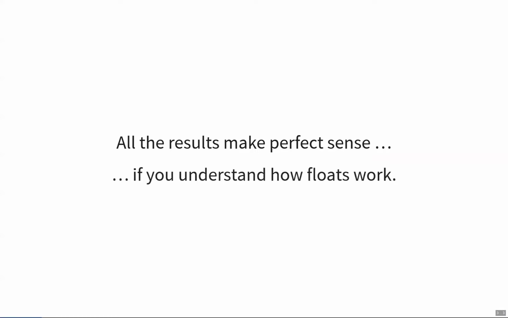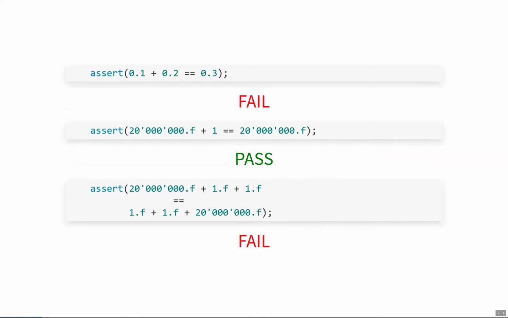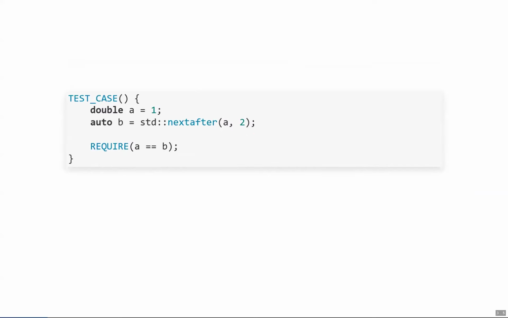So, the goal of this talk is that after we end, you all should understand why this happens. And you should understand how to deal with this, how to solve this in your code. Of course, this isn't just floats being bad. Sometimes it's just your tools being bad.